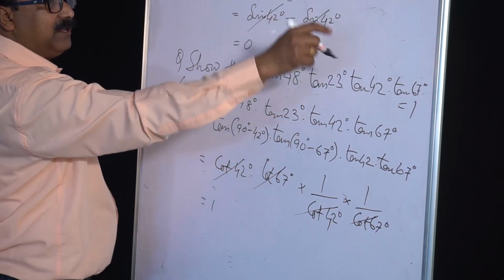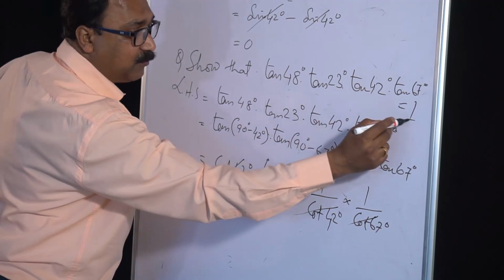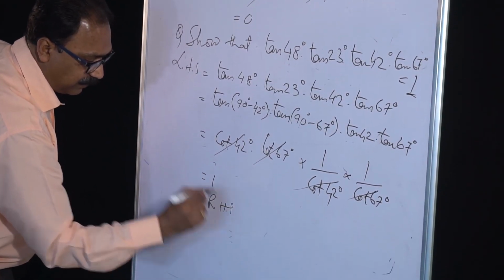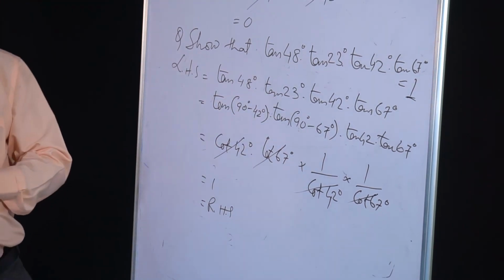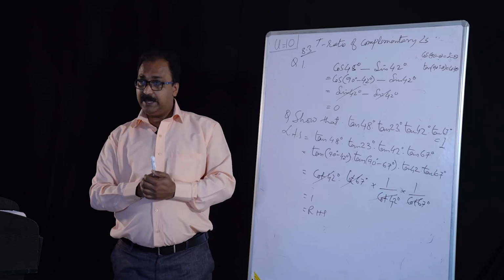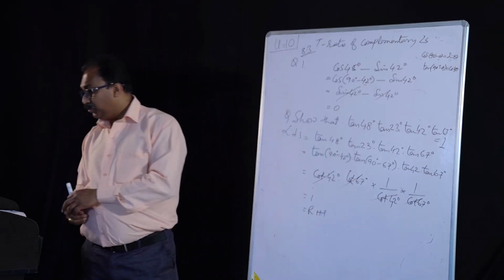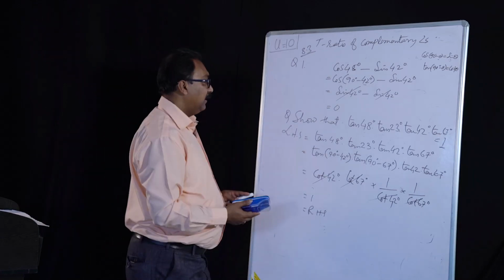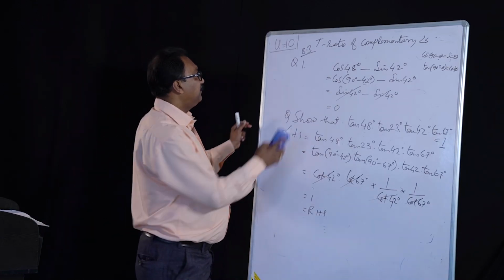And what do you have on the right hand side? 1. See, right hand side 1. So we got it also. This is the answer. So you can write left hand side is equal to right hand side. This is the way some questions we have to solve like this. Clear? Now we come to another question of trigonometric functions. Clear?